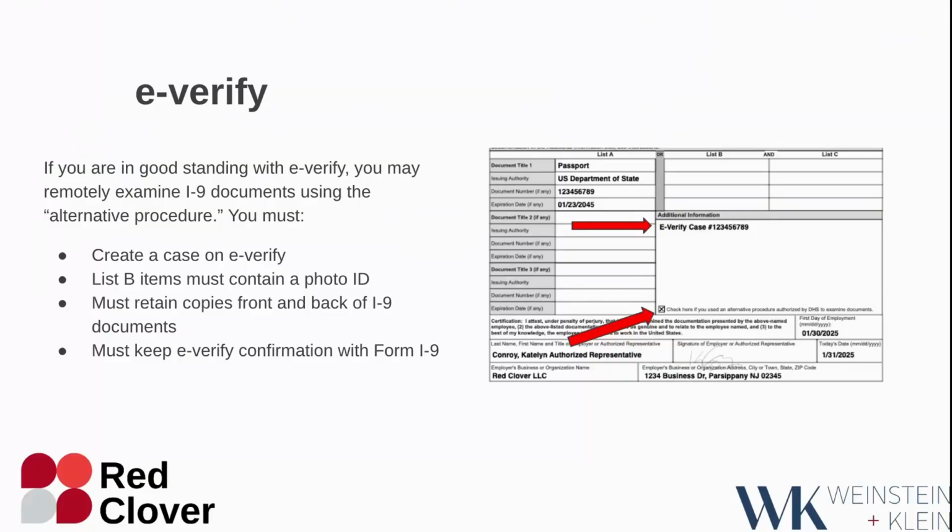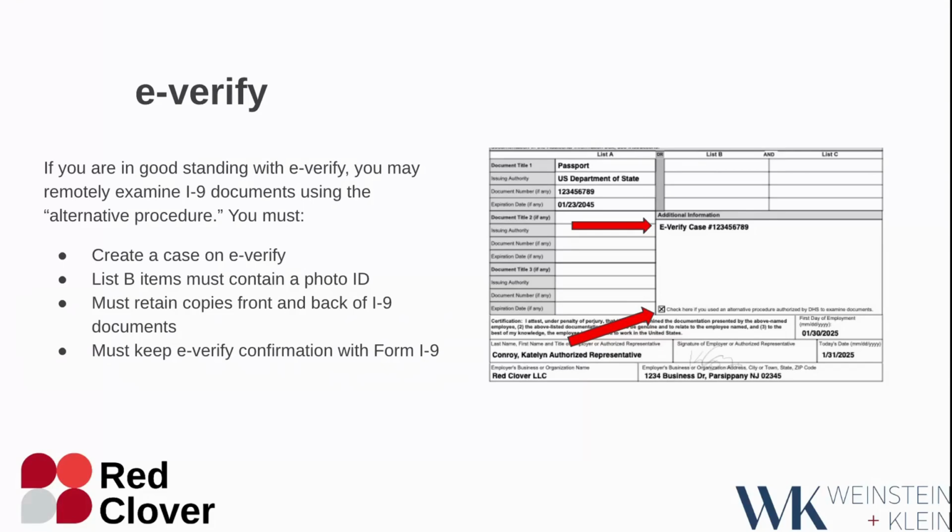If you're using the alternative procedure, what you have to do is create that case in E-Verify. Your list B item, if your employee chooses to use a list B and C item rather than a list A item, that list B item must contain a photo ID. You need to retain copies of the front and back of the I-9 documents, and you need to keep the E-Verify confirmation with Form I-9.